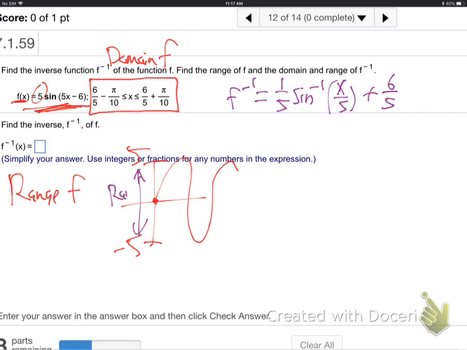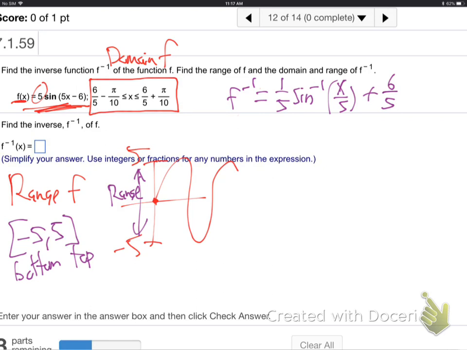Range is the up, down, the vertical coverage. But you got to put the lower one first. You got to put -5 first. You got to put the bottom first, then the top. It's going from lowest to highest. So that'd be the range, -5 to +5.